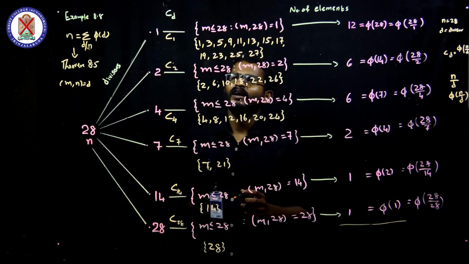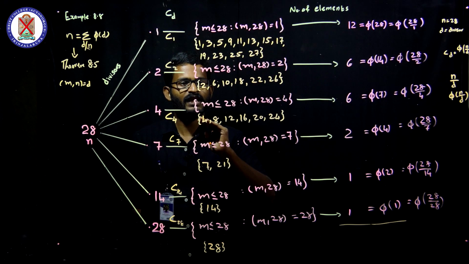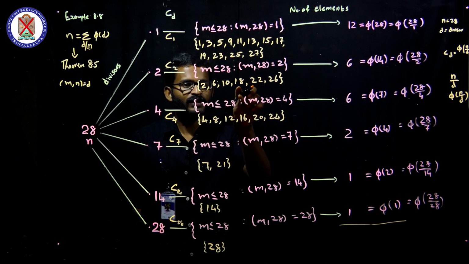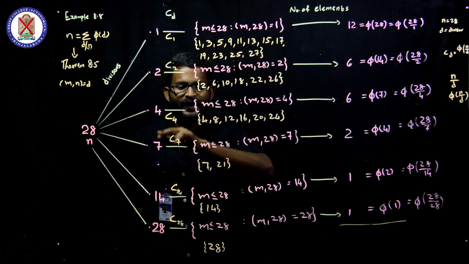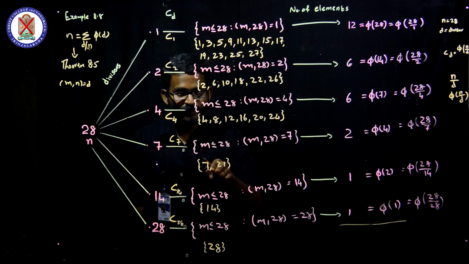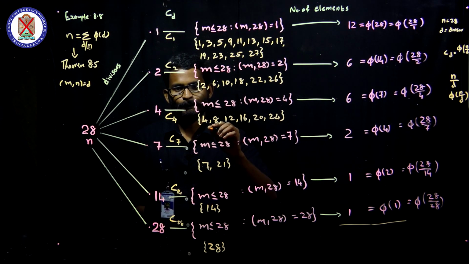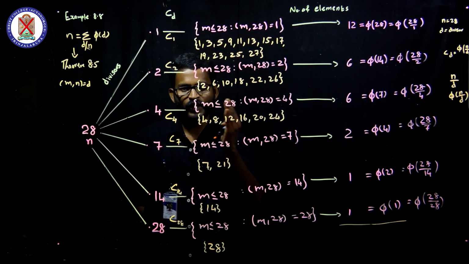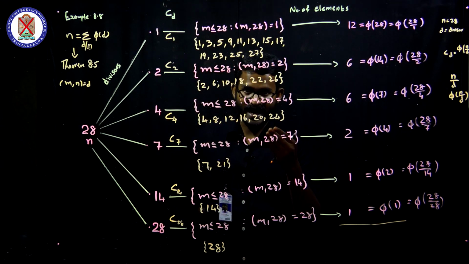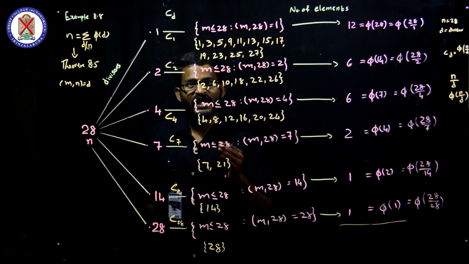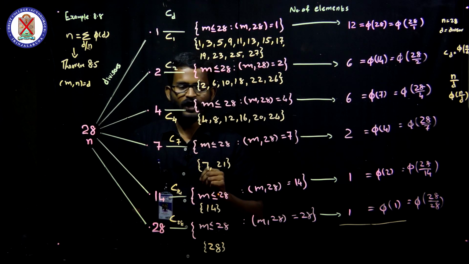And the classes Cd are disjoint. What I mean is that if we consider the element 18, this 18 lies exactly in only the class C2. And if I consider the element 21, this 21 lies exactly in the class C7. That is, every m, where m is a number less than or equal to n, lies in exactly one class Cd.